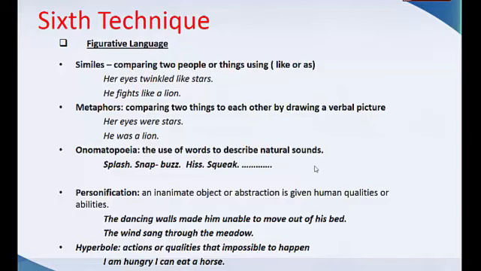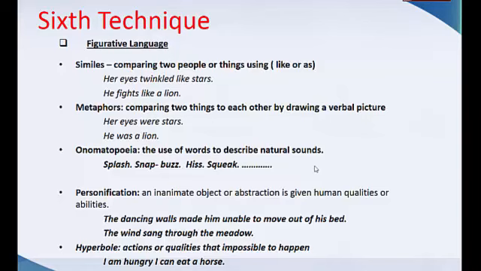Sixth technique, figurative language. Of course, using figurative language makes your story interesting, enjoyable, and makes it pleasant for the reader to continue reading your story if he finds similes, metaphors, onomatopoeia, personification, hyperbole, and so on. For similes, comparing two people or things using like or as. For example, her eyes twinkled like stars. He fights like a lion.